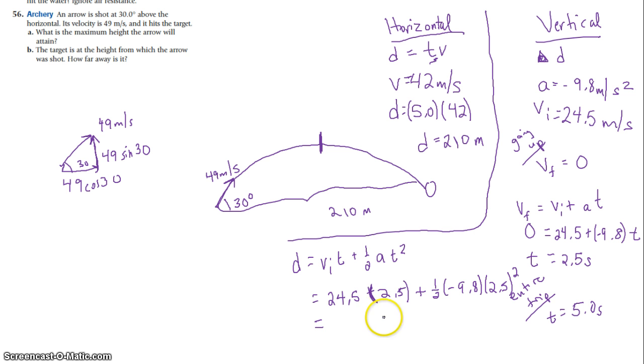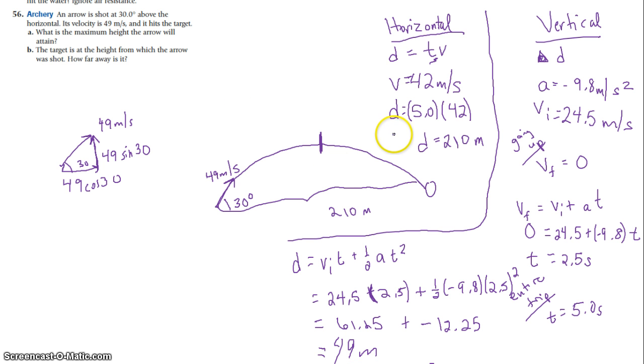So when we solve that, we're going to get 24.5 times 2.5 is 61.25 plus, I get negative 12.25. So I end up with a max height of 49 meters. So that's how you would complete part A.